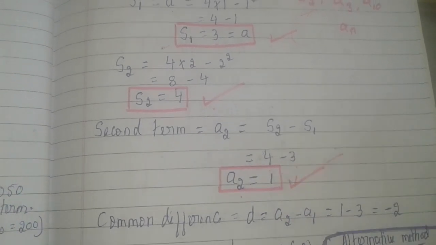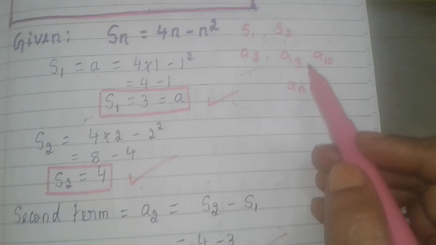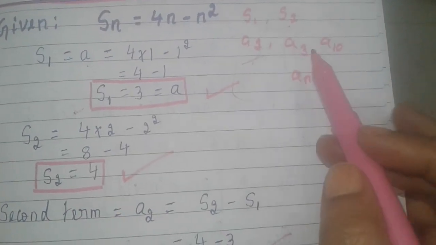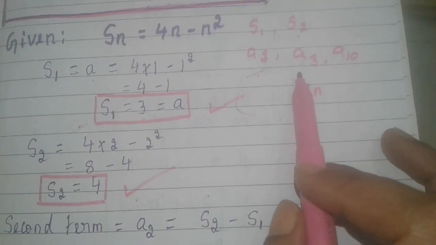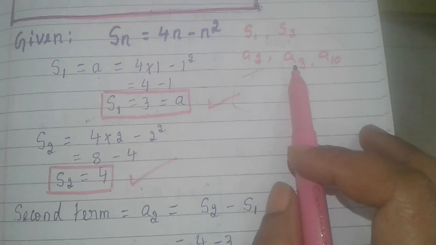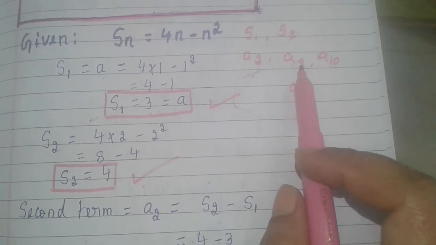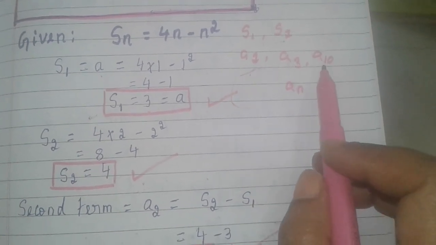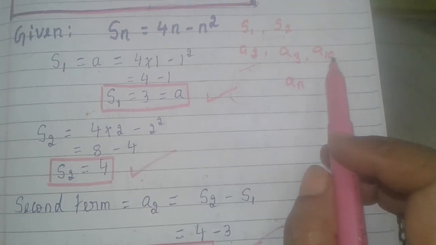So we got the first term. Similarly, to find A3, how to find using the remark? A3 equals S3 minus S2, and A10 equals S10 minus S9.